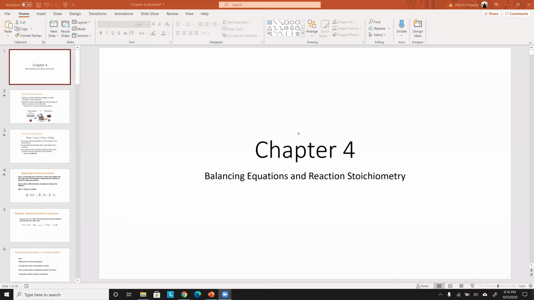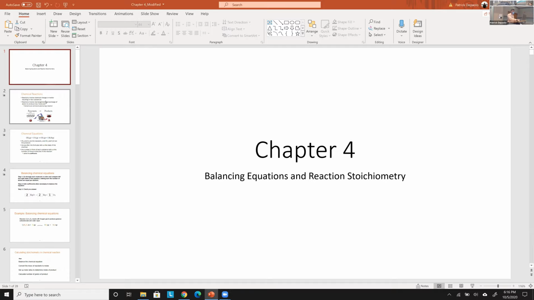So chapter 4. Today we're going to be learning 3 major skills. The first of which is balancing equations. The second of which is reaction stoichiometry. And the third of which, not listed here, is the intricacies of oxidation-reduction reactions and how to determine the oxidation state of really any element in a chemical reaction or even just a compound. So we'll go over what that means.